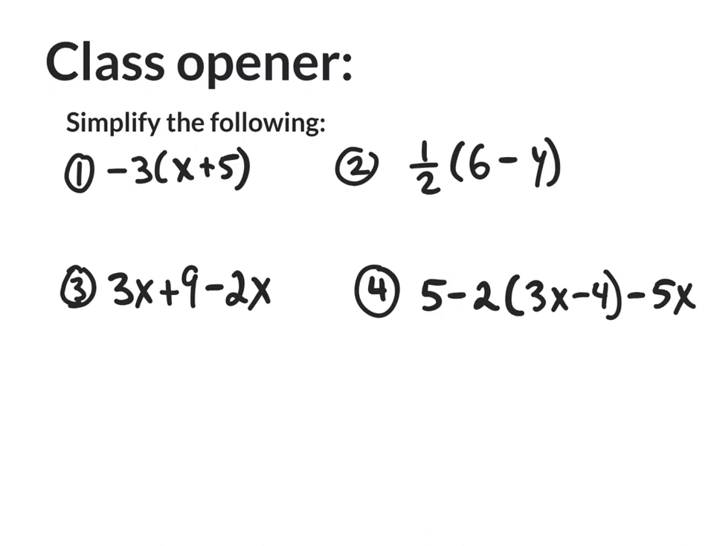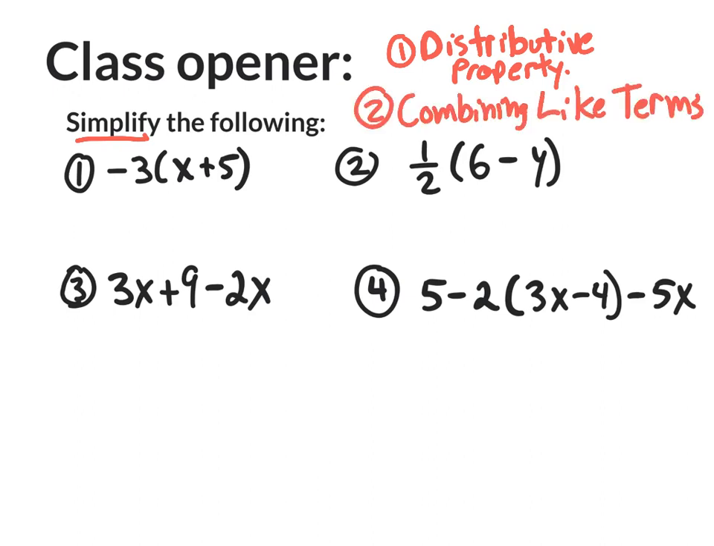So on this class opener, we're just doing some simplifying, and whenever you see the word simplify, you should think two things. Thing number one, distributive property, and number two, combining like terms. And sometimes you do both, distributive property and combining like terms, and in that order, because you always multiply first before adding or subtracting. So on number one, there is distributive property.